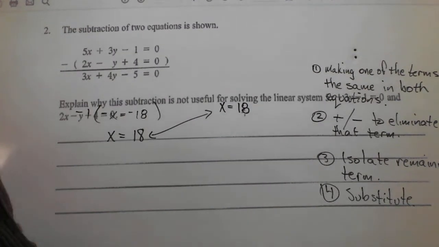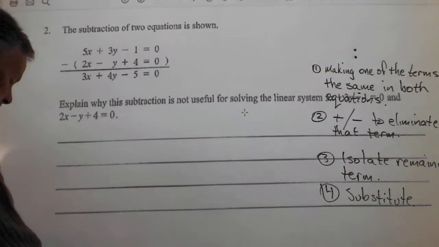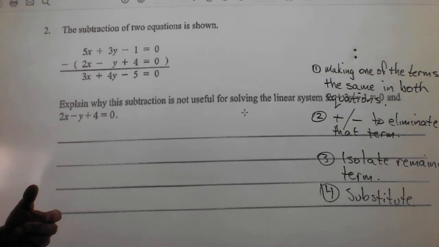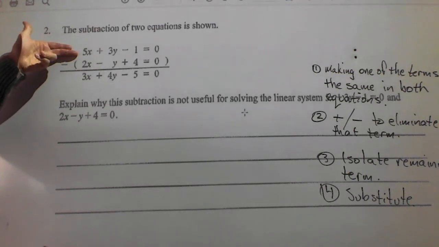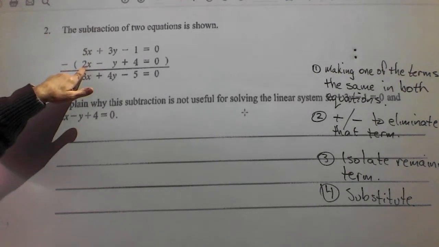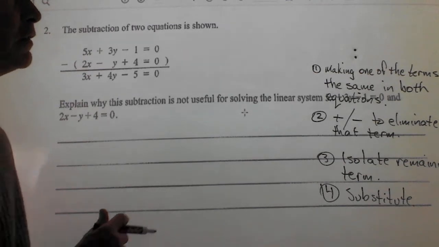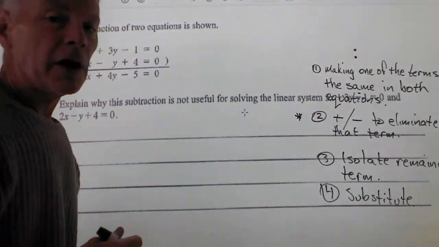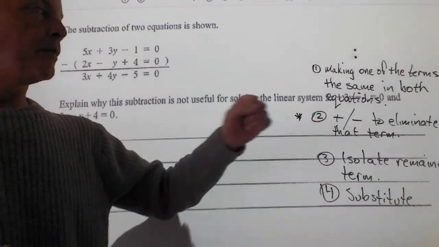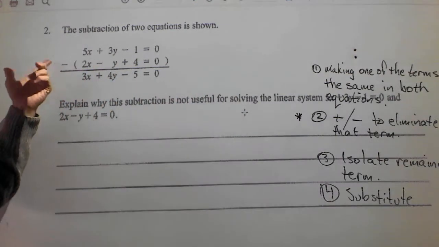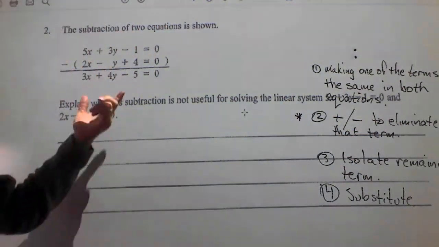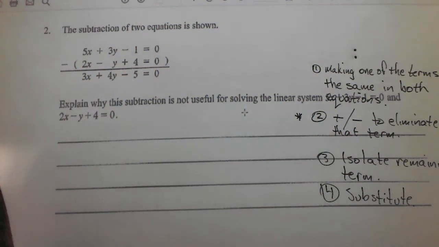For this next one, it says, the subtraction of two equations is shown. Explain why this subtraction is not useful for solving the linear system 5x plus 3y minus 1 equals 0 and 2x minus y plus 4 equals 0, and it has to do with this second step here. If you're solving by elimination, what you hope to do in step 2 is through addition, or in this case, subtraction, you hope to eliminate one term. Now, take a look at the answer. We haven't eliminated a term.